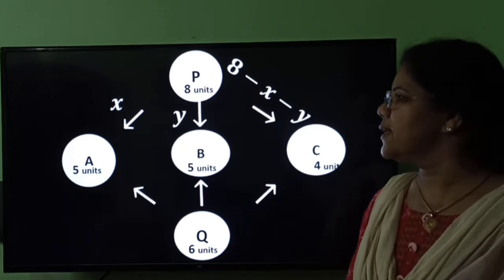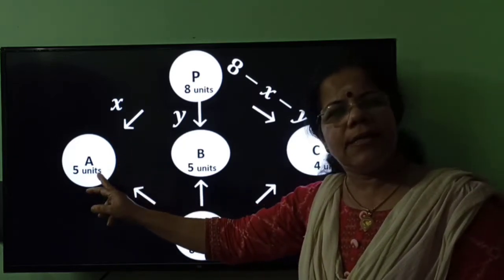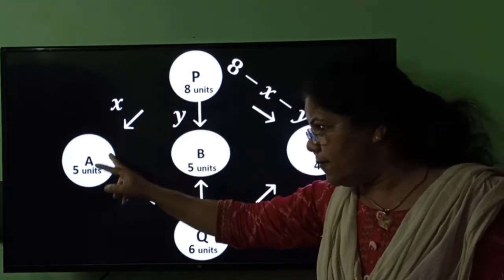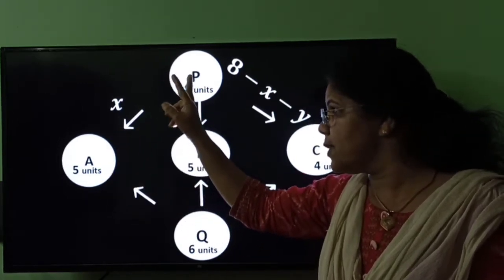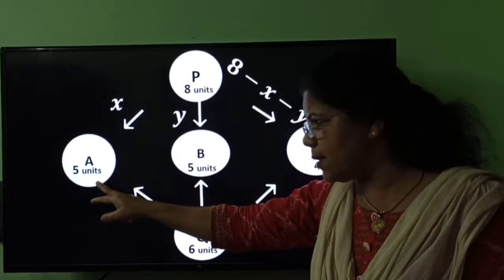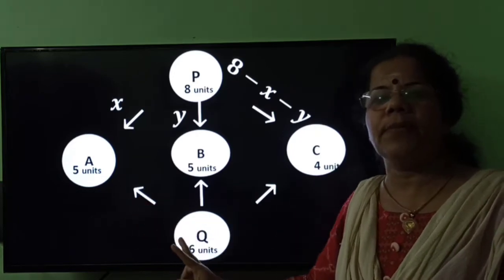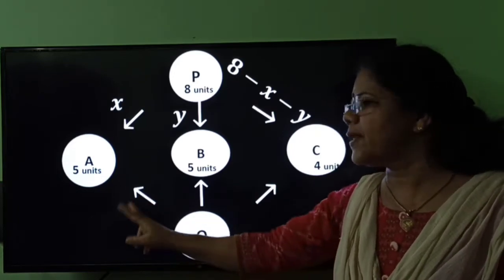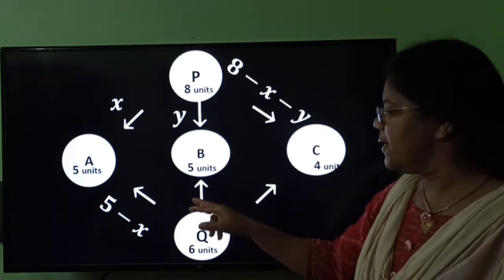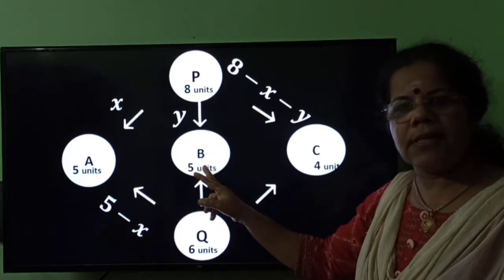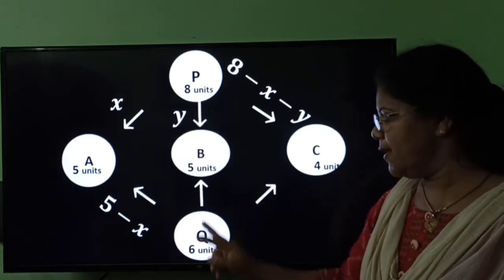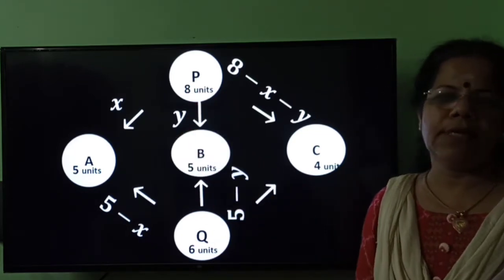Now again you have to think this way. 5 units is the requirement at A. X is already transported from P to A. So as per the requirement, how much is required from Q? It is 5 minus X. Similarly, 5 units is the requirement at B, Y is from P, so from Q it is 5 minus Y.